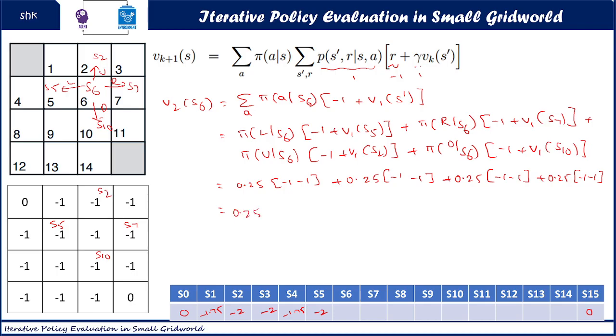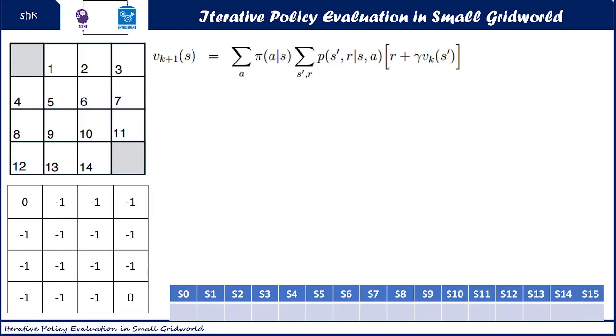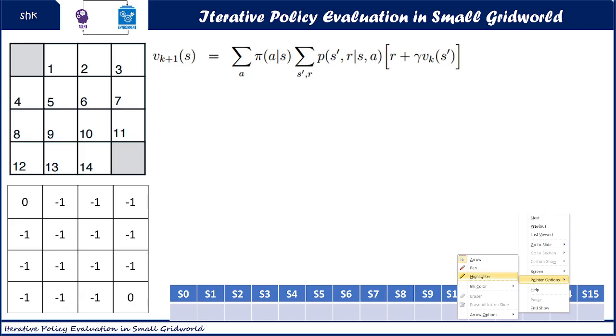Now if you take 0.25 as common factor, minus 1 into minus 1, that is minus 2, minus 2, minus 2, here also minus 2, which is equivalent to 0.25 into minus 8, which is going to give rise to minus 2. So S6 value is also minus 2. Now we will find out the value function for S7.